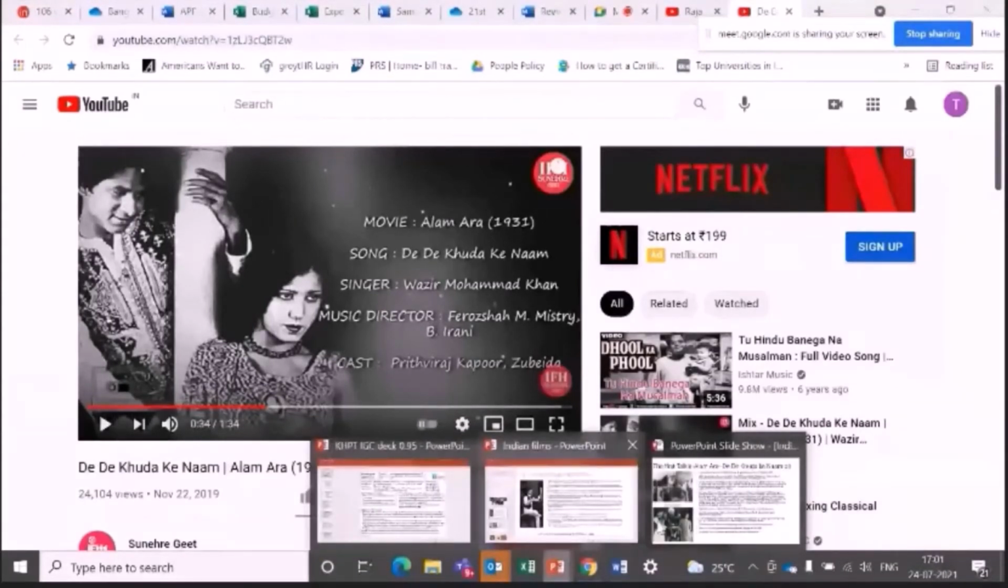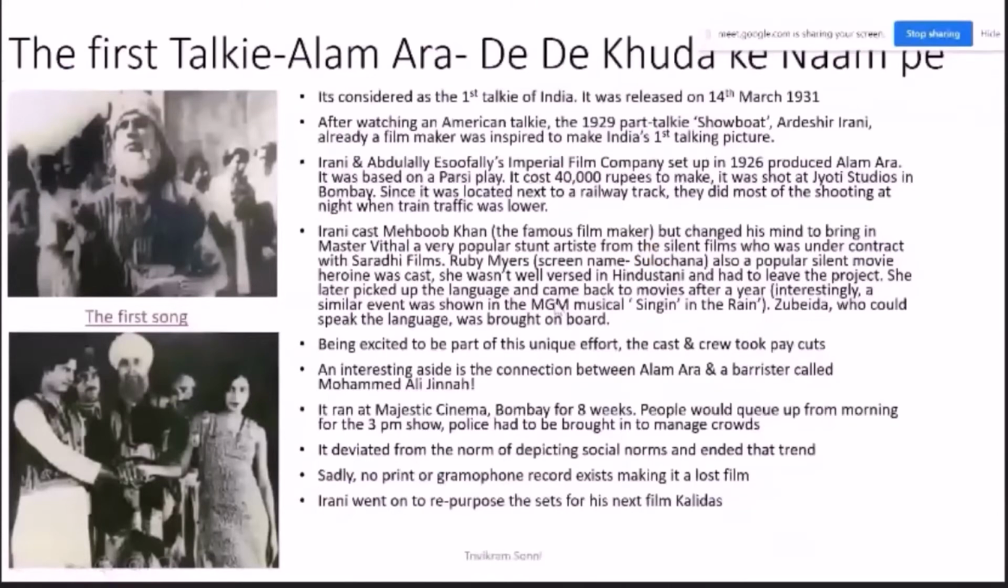So that was a clip of the very first song. Yeah, so that was Alam Ara, and the interesting connect that Alam Ara has with Mohammad Ali Jinnah and so on and so forth.